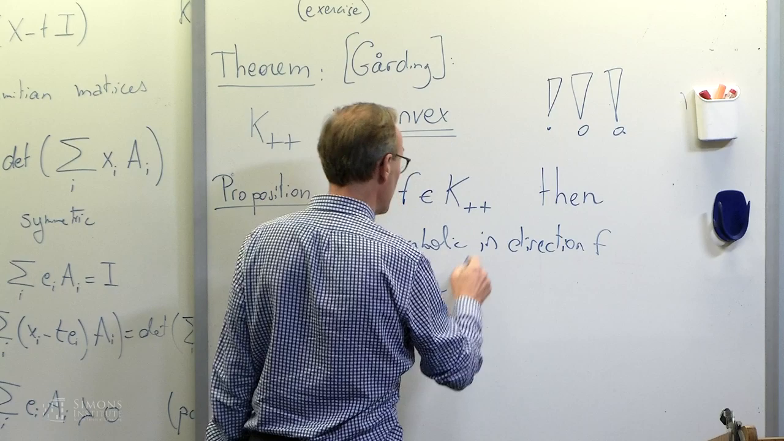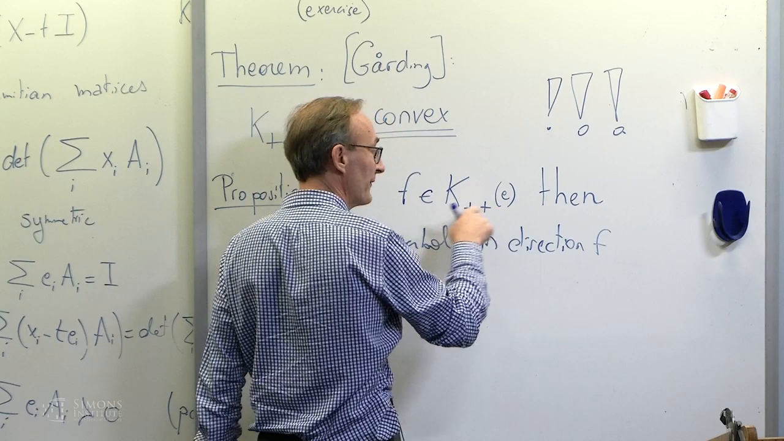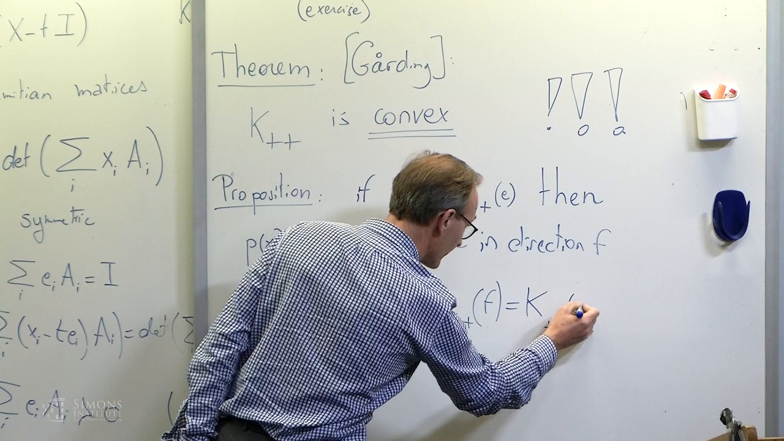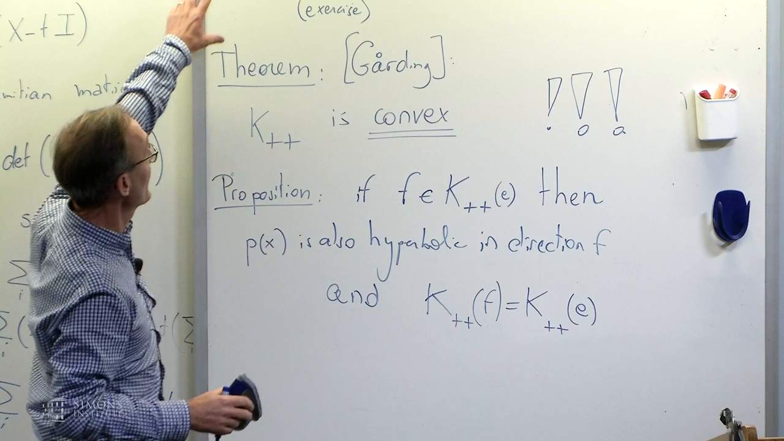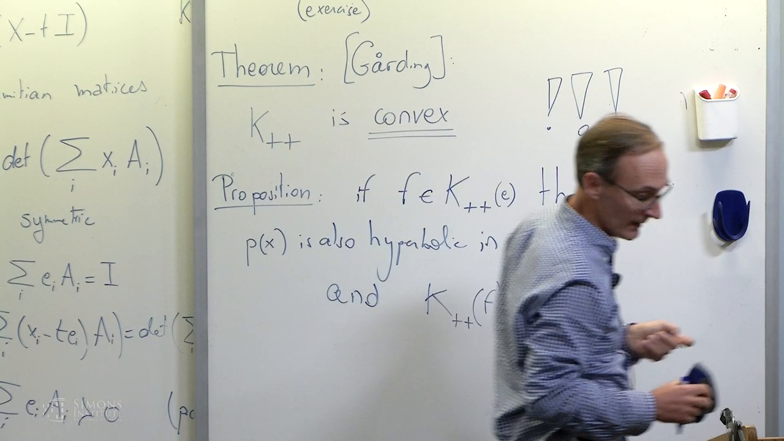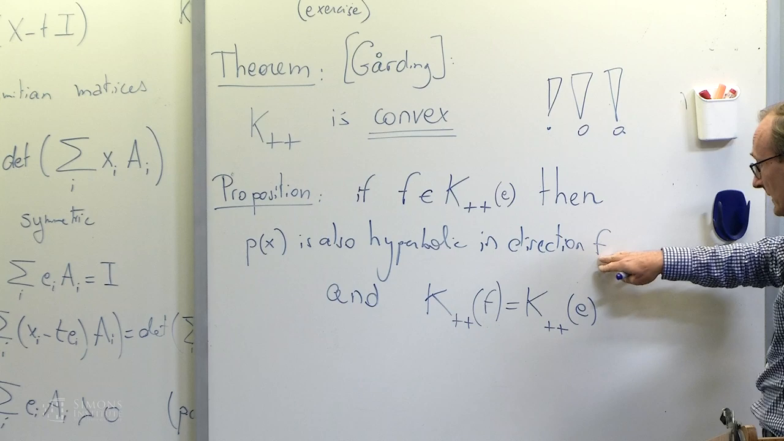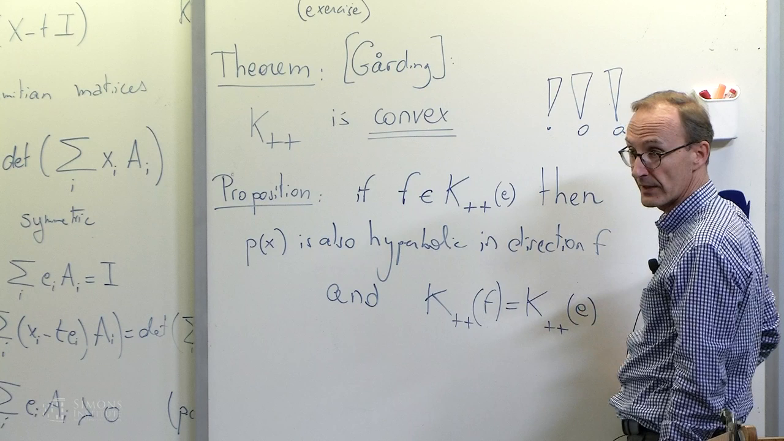And K plus, so if I put an E here to say that I define this with respect to E, then the cone that I get with respect to F is actually the same as the one with respect to E. And this is not surprising once you see this. But important to see. Now let's assume that it's hyperbolic in direction F for now, and let me show that you get convexity out of it.